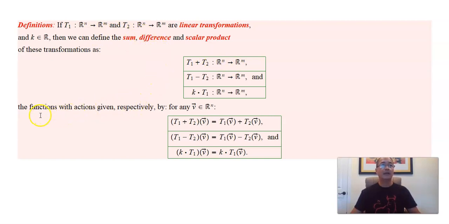How do you define them? Well, they are again functions, and their actions are given as follows. For any input v from the domain Rn, T1 plus T2 of v is just T1 of v plus T2 of v. So you take the outputs of T1 and T2 when you input v, and then you just add them together. Similarly for the difference, T1 minus T2 of v is just T1 of v minus T2 of v. What is K times T1 of v? You take the output T1 of v, and then you multiply that answer by K.